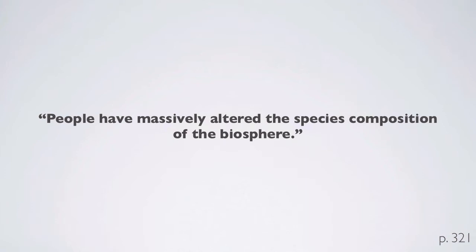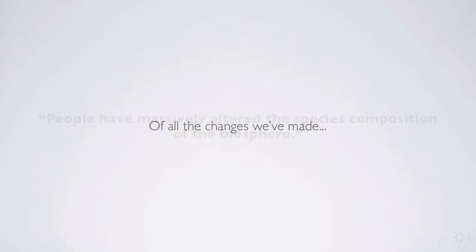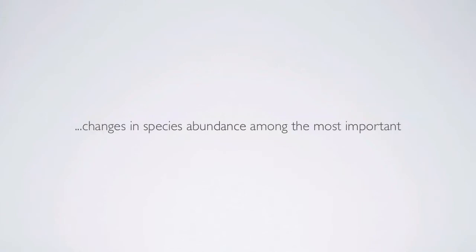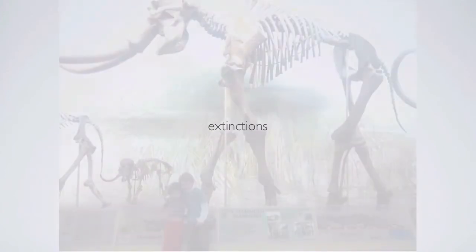People have massively altered the species composition of the biosphere. Of all the changes that we've made, changes in species abundance are among the most important. Now, these changes in species abundance include both ways that we've increased the abundance of some species and decreased the abundance in others. At the most extreme, some of these decreases are associated with extinctions.